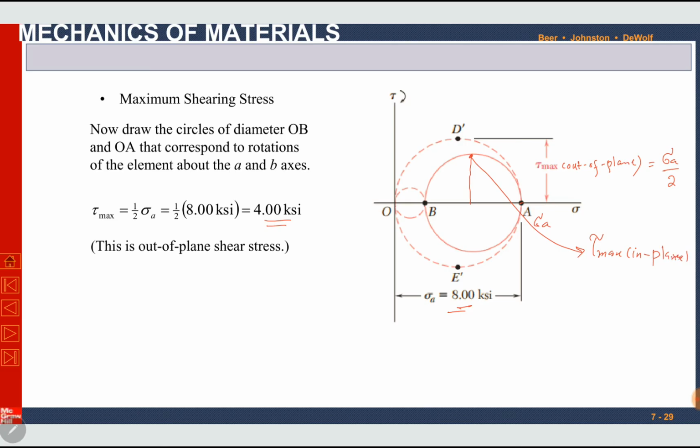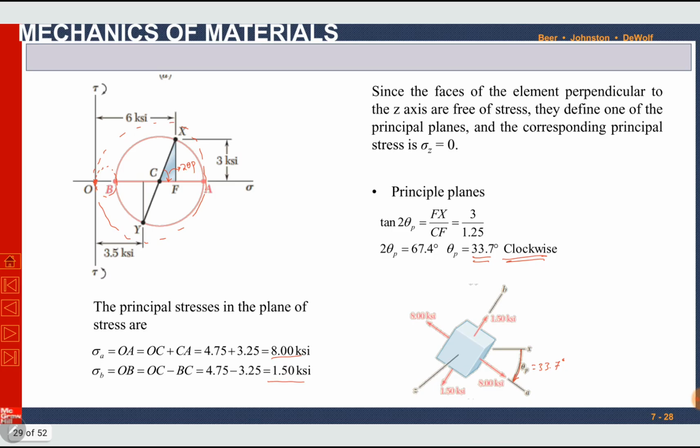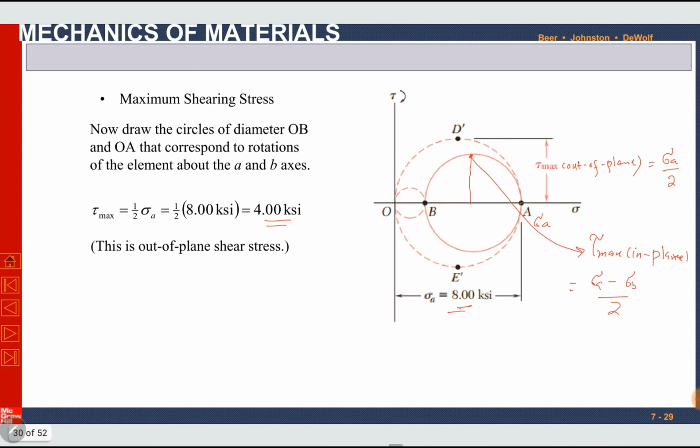So the maximum among these two is the radius of the outer circle, which is out of the plane. Always, the radius of the outer circle is tau maximum. If it is not mentioned as out of the plane or in plane, the outer circle radius is tau maximum. In this case, it is dotted, so it is out of the plane. If you are asked to find tau maximum in plane, it is the radius of the solid circle, which will be sigma A minus sigma B divided by 2. You can calculate it by yourself. You know sigma A and sigma B from our previous slide.